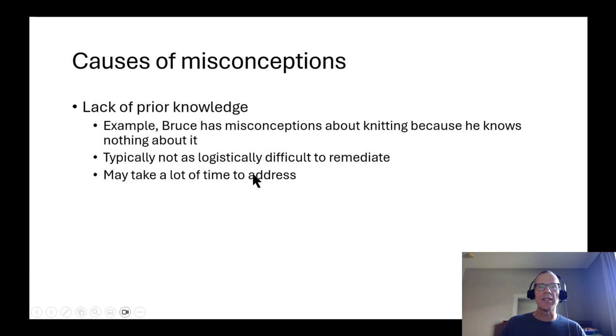So, causes of misconceptions. One cause, and some people might even argue that this wouldn't even be a misconception per se, but I think with a strict definition of the term, it's a conception that doesn't match reality. This is a misconception, and that comes from lack of knowledge, lack of prior knowledge.